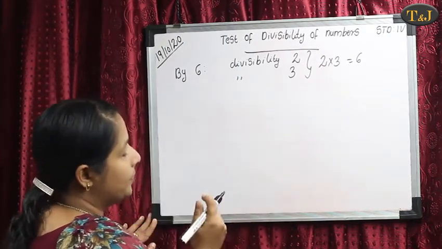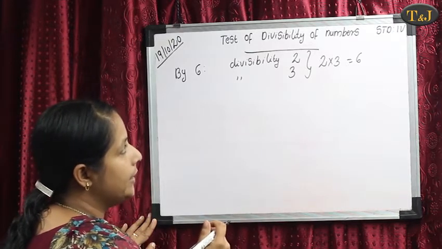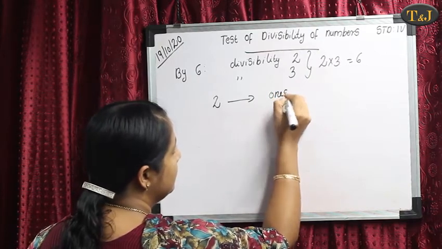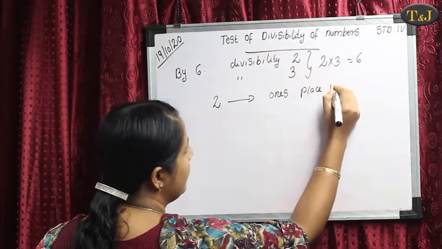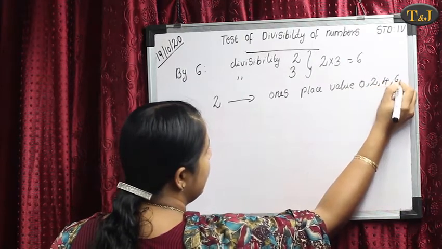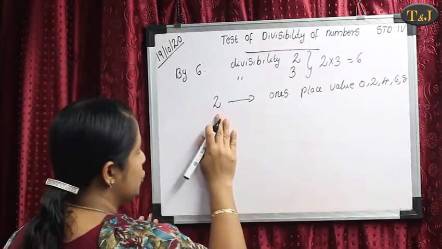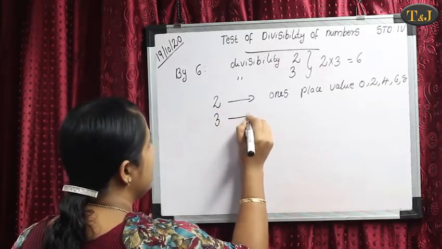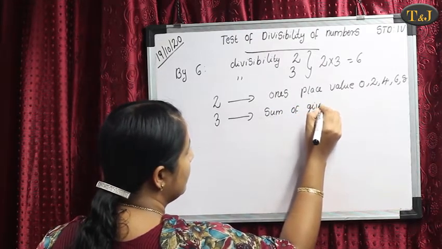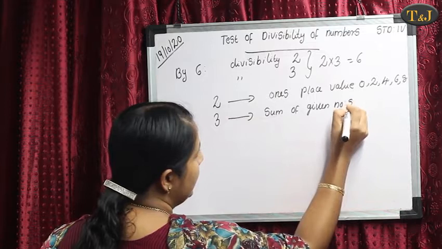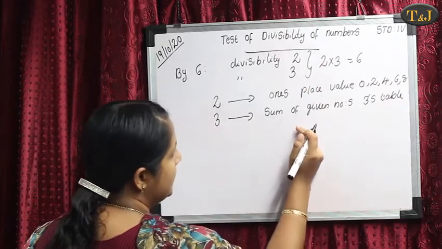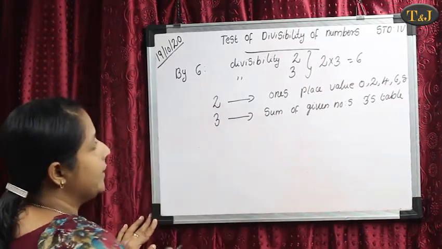Then how do we check each step? Check the divisibility by the number 2. In 2's divisibility, we check the 1's place value. If it is 0, 2, 4, 6, or 8, the number is divisible by 2. Then check the divisibility by 3: the sum of the digits of the given number is included in 3's table. Then it is divisible by the number 3. If these two conditions are satisfied, we get the divisibility by the number 6.